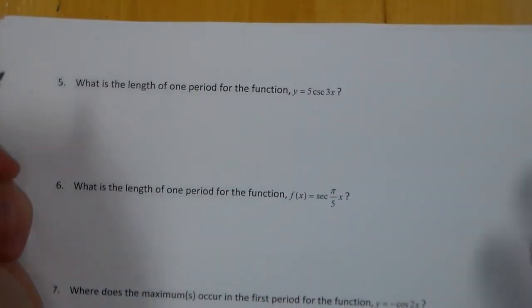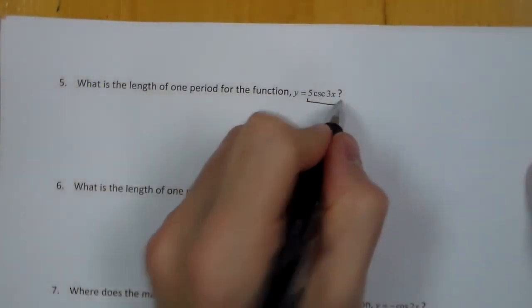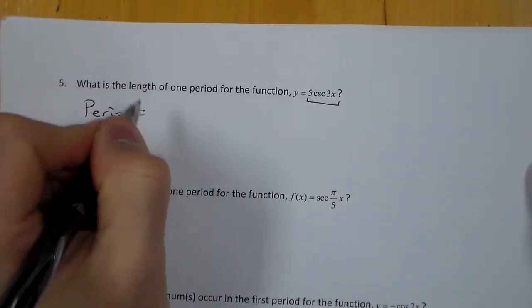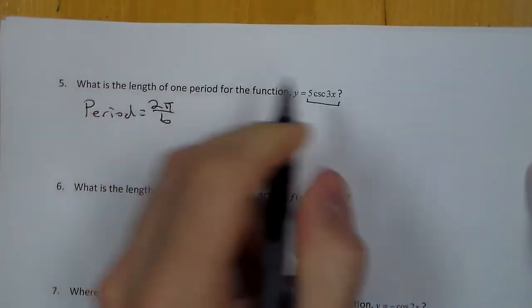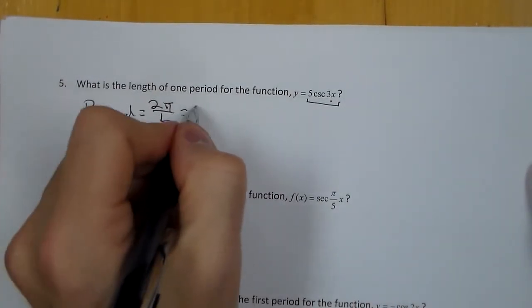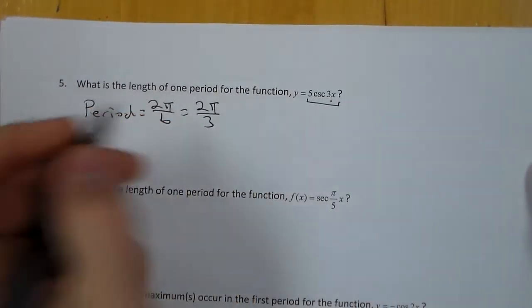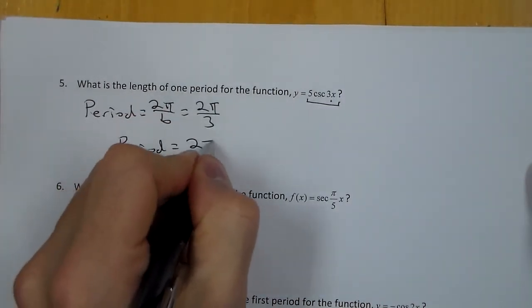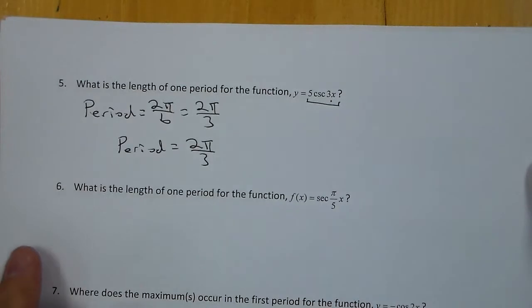Number 5, what is the length of one period of the function of 5 cosecant 3x? So our period is equal to 2 pi over b. b here is 3, so that's 2 pi over 3. So we'd say that our period is equal to 2 pi over 3.